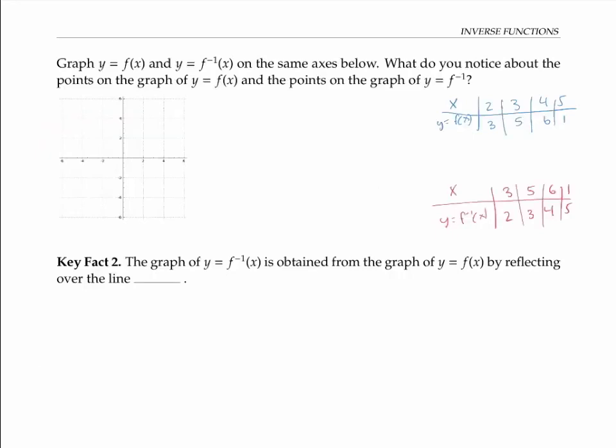I'm going to plot the points for y equals f of x in blue. Next, I'll plot the points for y equals f inverse of x in red. Pause the video for a moment and see what kind of symmetry you observe in this graph. How are the blue points related to the red points? You might have noticed that the blue points and the red points are mirror images over the mirror line, y equals x.